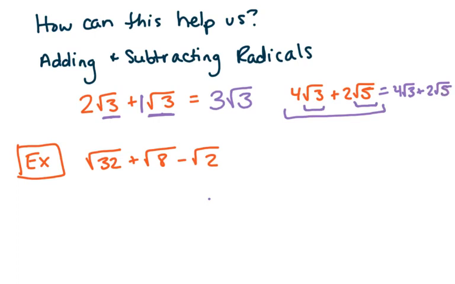Sometimes they'll try to trick you. In this next example, the way that it is right now, we don't have like radicals. However, sometimes you can simplify it to make them have like radicals. So you want to make sure that you're always simplifying and checking before you check to see if you can simplify or not. So I'm going to start with simplifying the square root of 32.